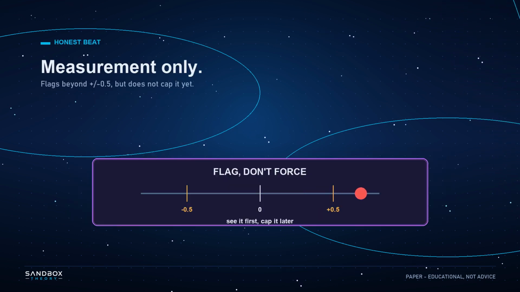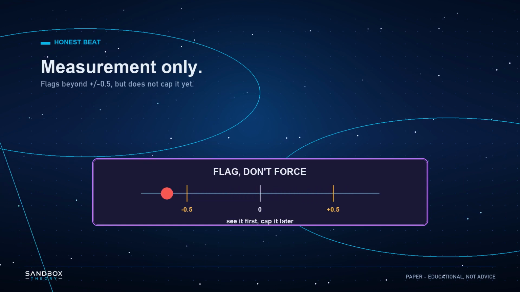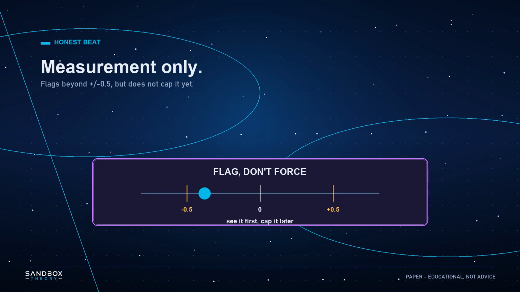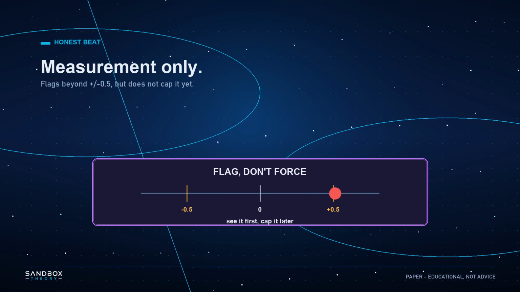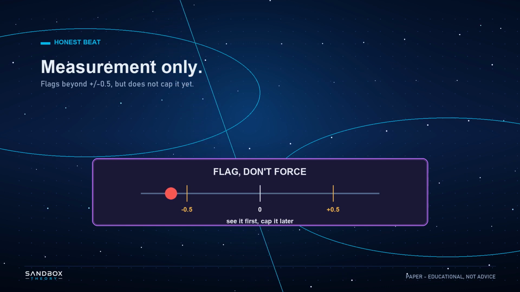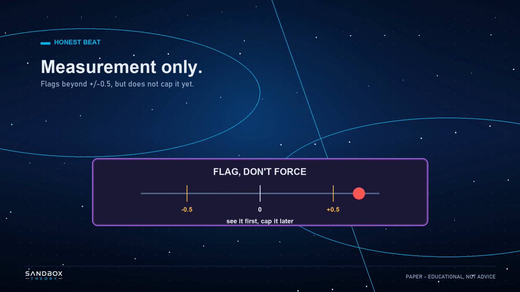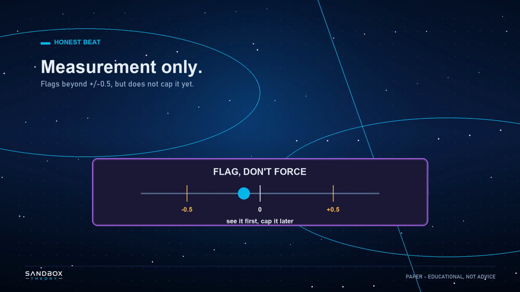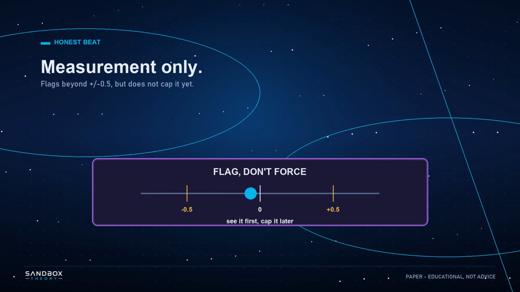Now the honesty this deserves. Right now, this is measurement only. The system flags any tilt beyond plus or minus 0.5. It draws a line and says, you've leaned past this on momentum, or wherever the tilt is. But flagging is all it does. It doesn't automatically shrink the position. It doesn't refuse the next correlated trade. It shows me the number and leaves the decision to me. And that's deliberate, not laziness.